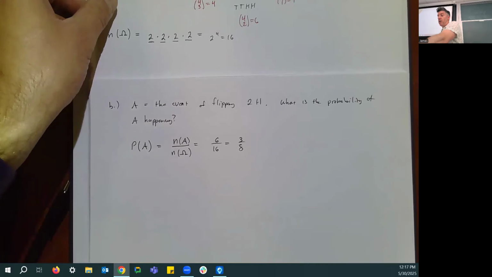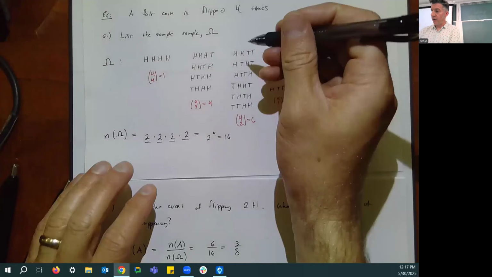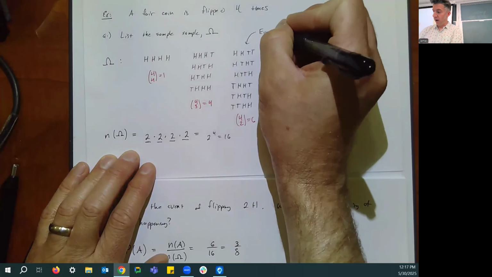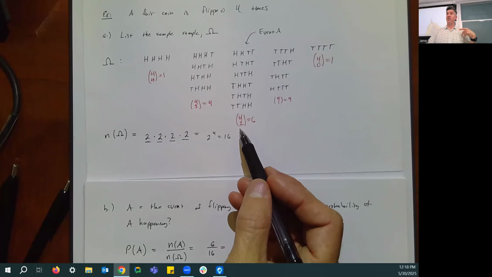Because we listed them out, right? Right up here, there's exactly 6 different ways. So right here, this is event A essentially, right? Flipping 2 heads, there's 6 different ways you can flip 2 heads. Without listing them out? Well, yeah, by using the binomial coefficient.